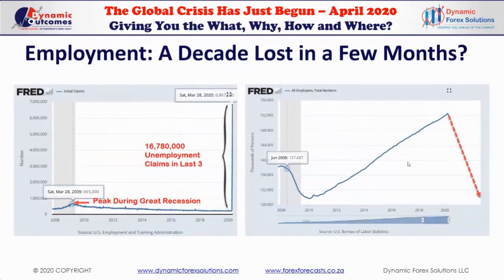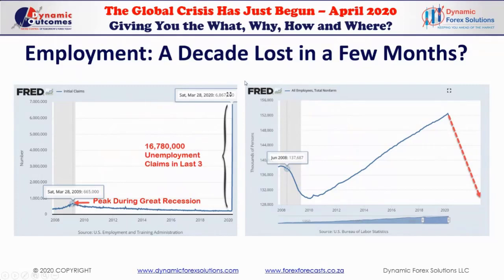And then employment. If you've been looking at the US figures here, it's quite staggering that initial jobless claims for unemployment in the last 3 weeks totaled 16,780,000, with the peak here at 6.8 million in 1 week. Back in 2009, which was the peak in terms of claims, we were sitting with 665,000.